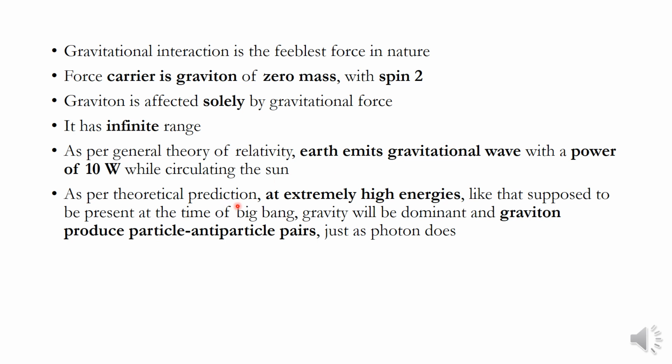And as per the theoretical prediction, at extremely high energies like those supposed to be present at the time of the Big Bang, gravity will be dominant, and gravitons produce particle and antiparticle pairs, just as photons do. That is, photons at high energies produce pair production, that is, electron and positron pairs. Just like that, at very high energies, the graviton can produce particle and antiparticle pairs.